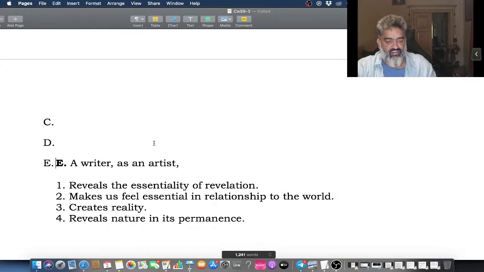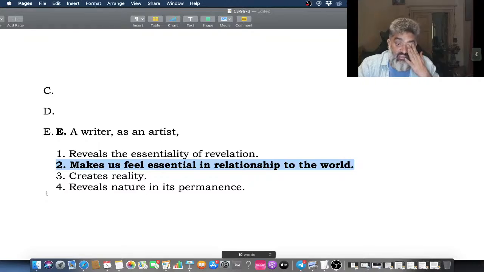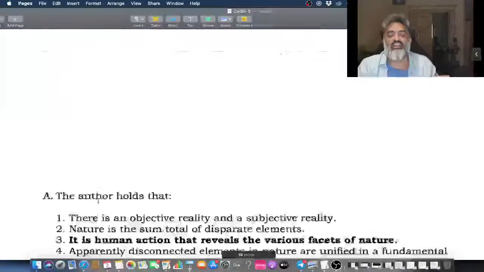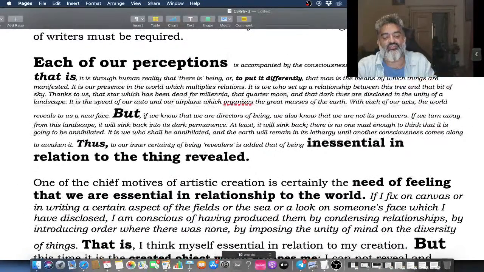Is he Maverick? Maverick is on fire. A writer as an artist makes us feel essential in relationship to the world. Now, actually, if you want to quote it for the perfect answer, one of the chief motives of the artistic creation is the need of feeling that we are in essential relationship to the world. So that's the art, and therefore writing also as a subset of art is going to do the same thing.